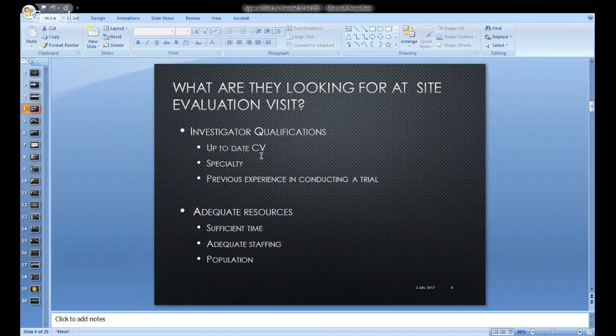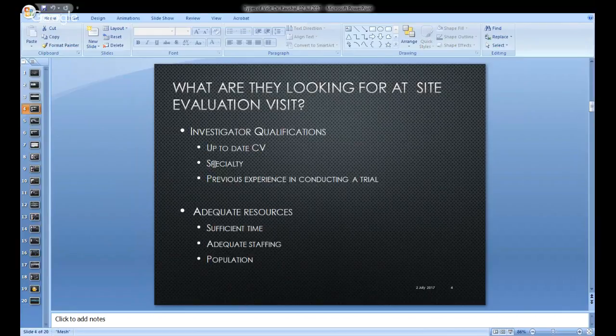So first, an up-to-date CV. The CV of investigators is a very crucial document that we look for, which has to be updated every 2 years, as that helps us understand the specialty of an investigator and previous experience in conducting a trial. That is really very important, as some protocols are really very complex. Starting with a complex protocol with a new investigator becomes a real challenge. So ensure that the investigator is well experienced in the conduct of clinical studies, and also has faced a couple of audits or inspections along the way.